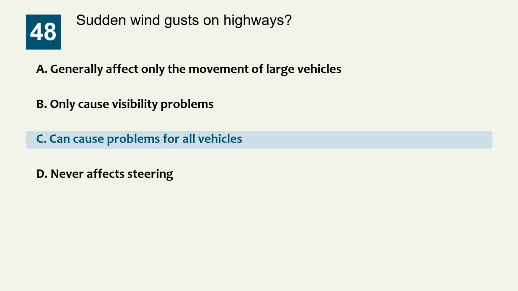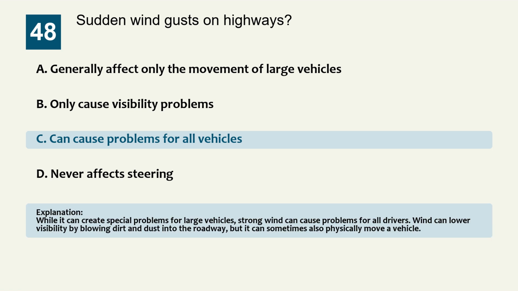The correct answer is option C, can cause problems for all vehicles. While it can create special problems for large vehicles, strong wind can cause problems for all drivers. Wind can lower visibility by blowing dirt and dust into the roadway, but it can sometimes also physically move a vehicle.